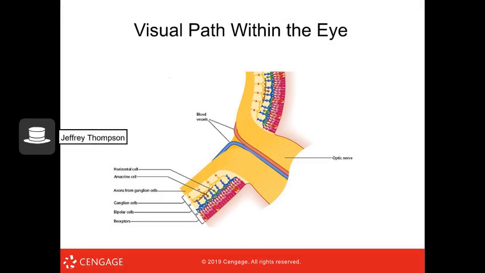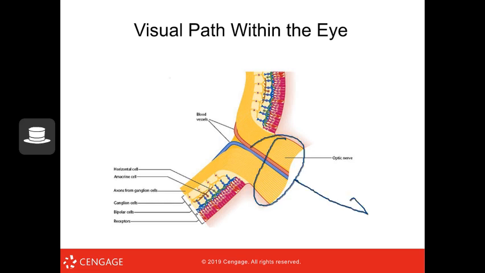So here's the visual path within the eye. You can see the different layers of cells. The receptors, the rods and cones, will send their messages to bipolar and horizontal cells. Those cells will send messages to the amacrine and ganglion cells, and then the axons of the ganglion cells form the optic nerve, which is this big thing right here, which exits the eye and sends the message to the brain.